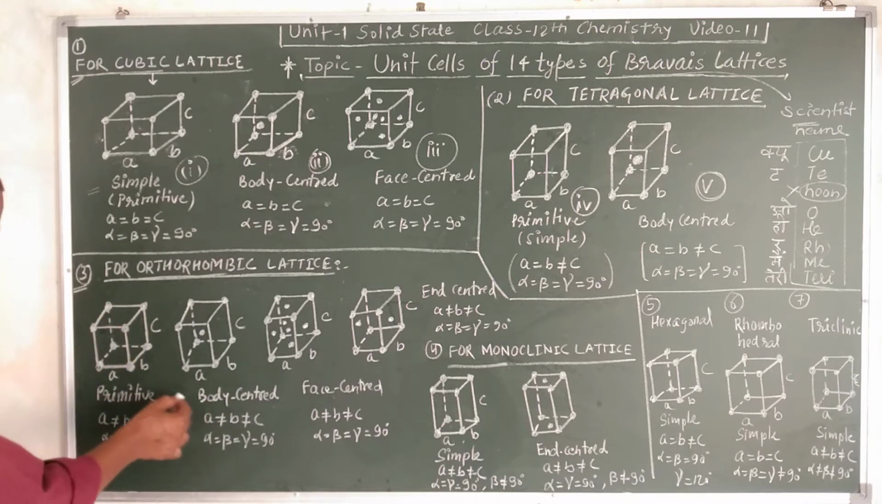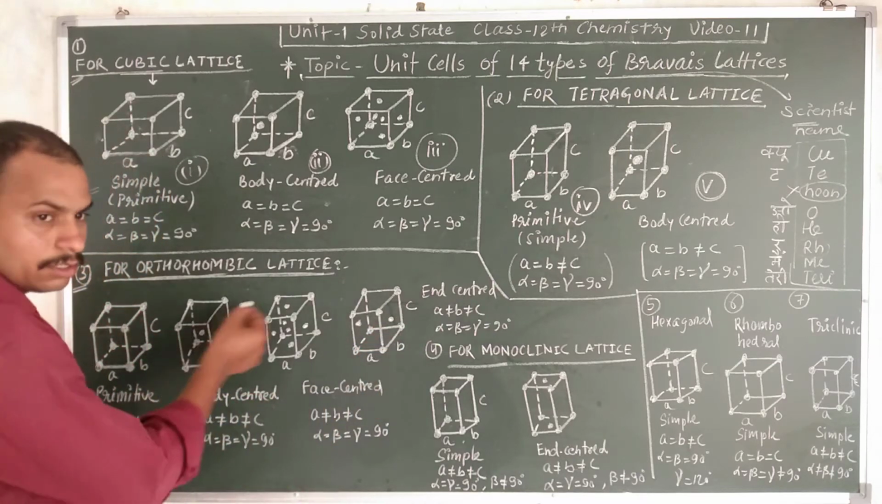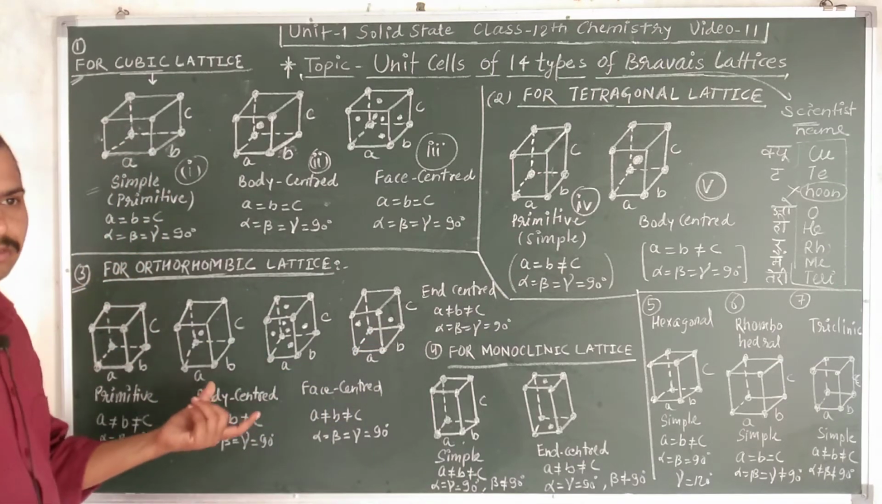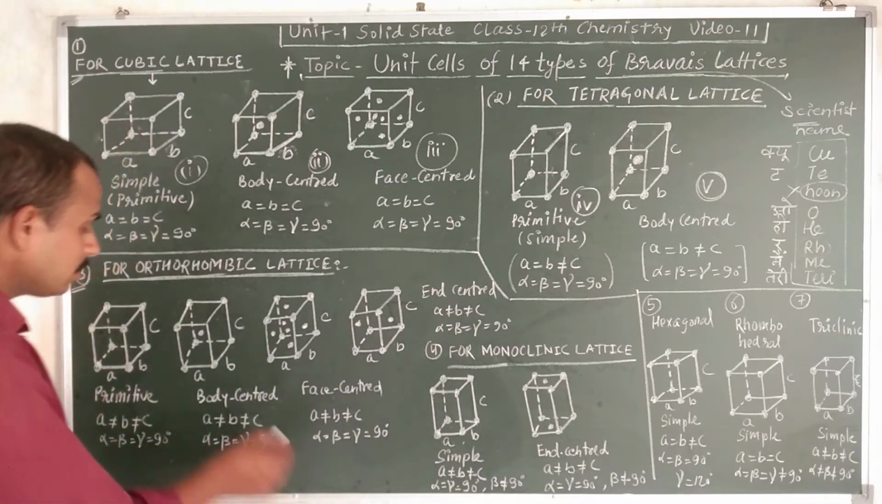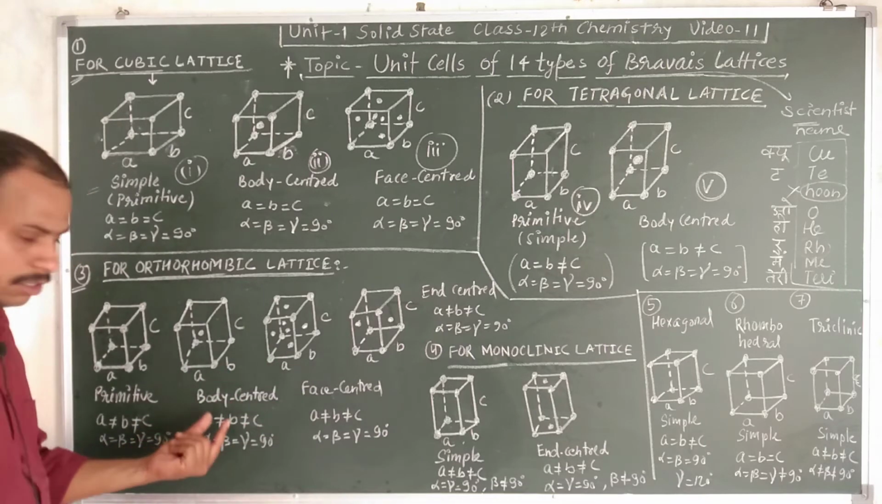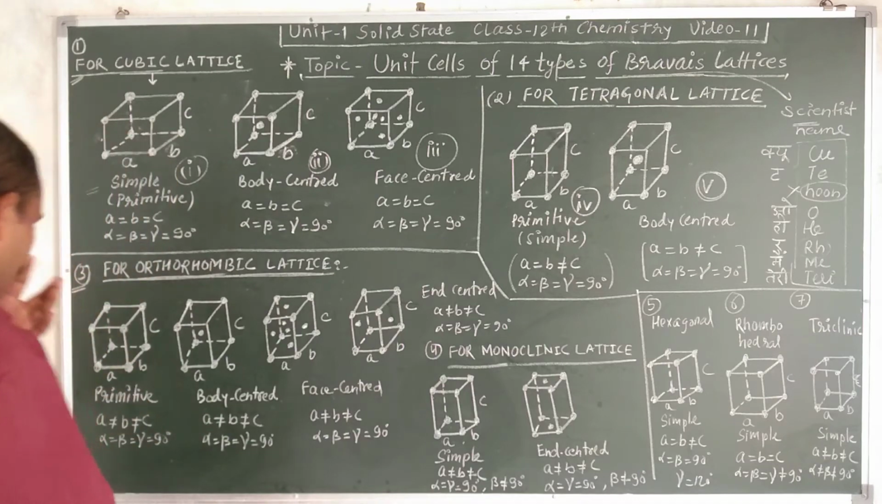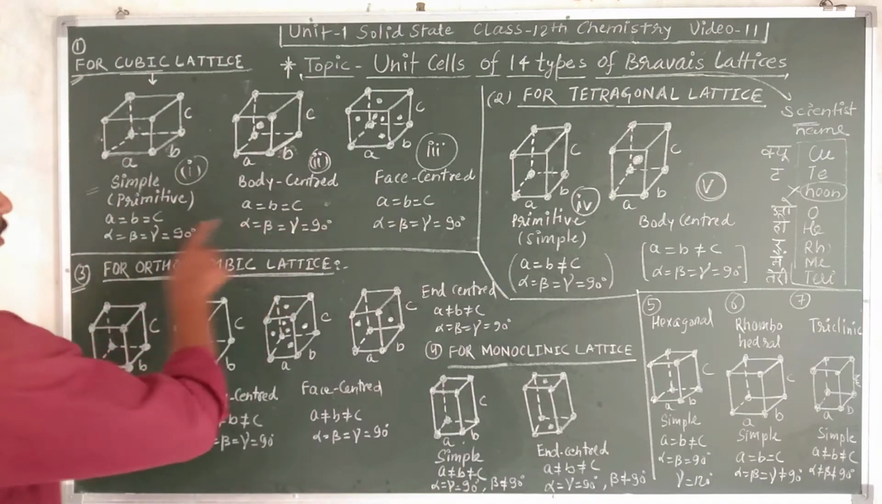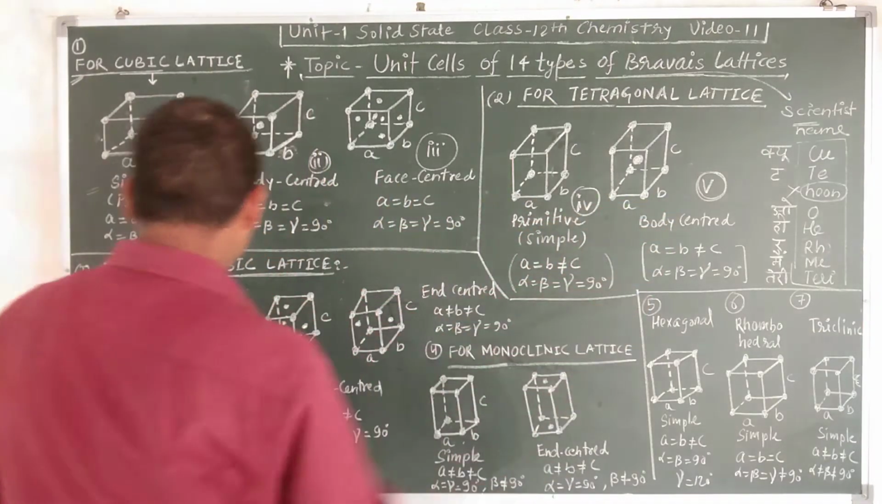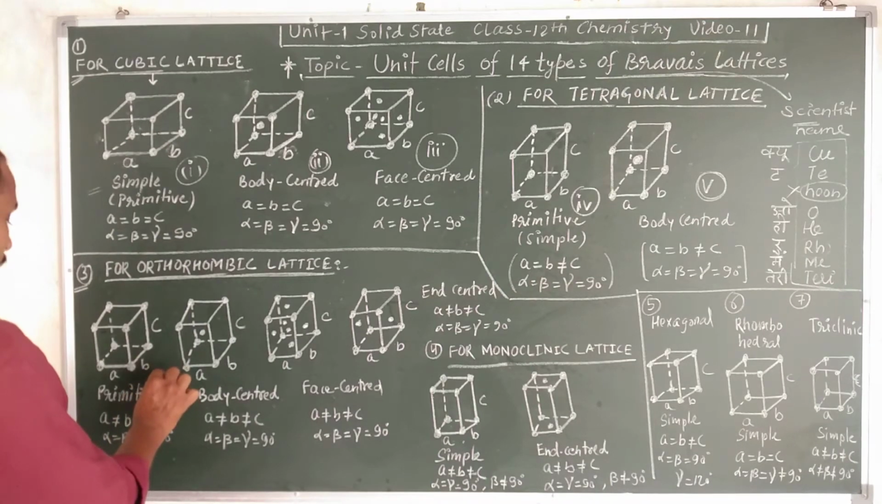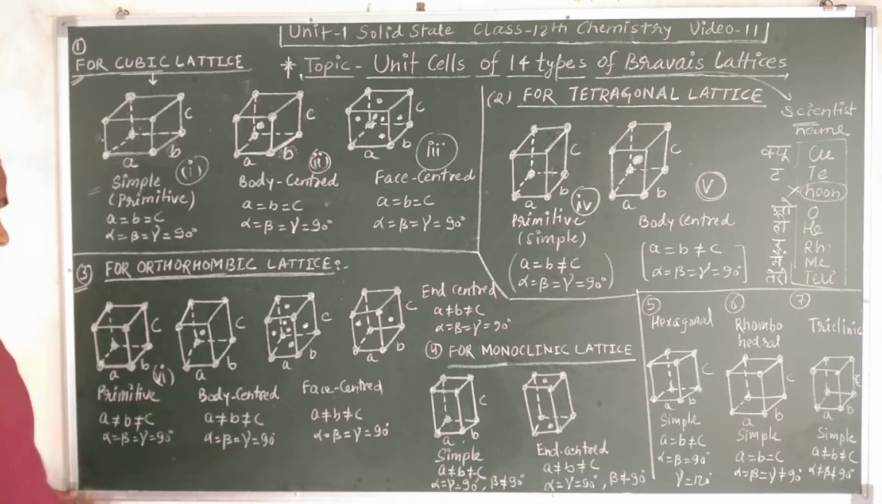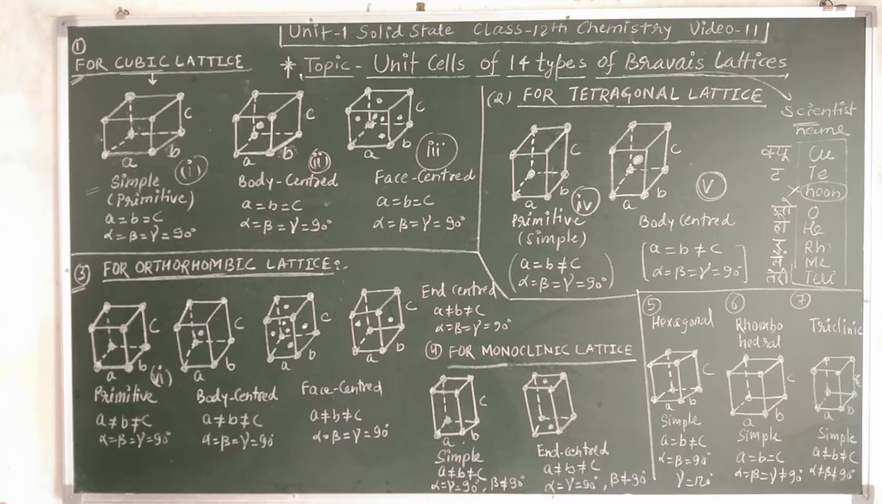This is the primitive unit cell, and these are the centered unit cells. Under centered unit cells there are three: body centered, face centered, and end centered. So 1, 2, 3, 4, 5, and this is the sixth Bravais lattice. This is primitive. If we talk about orthorhombic, the first unit cell is primitive.